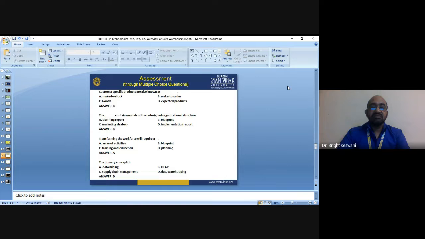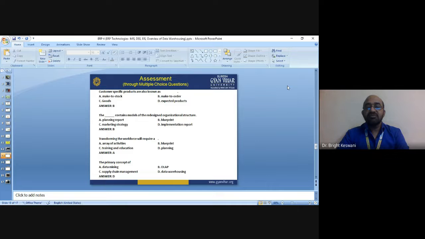This is the time for assessment. Let us start the assessment. The first question is, customer specific products are known as make to stock, make to order, goods, or expected products. The answer is B, make to order. The second question, the dash contains models of the redesigned organizational structure. A is planning report, B is blueprint, C is marketing strategy, and D is implementation report. The answer is B, blueprint.